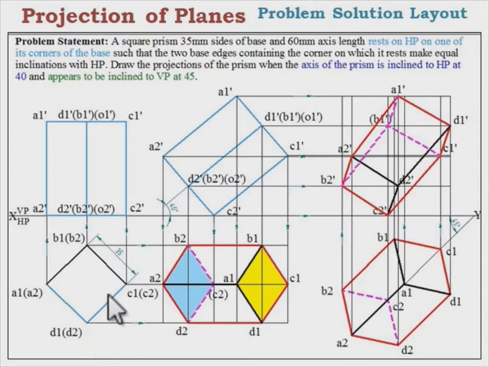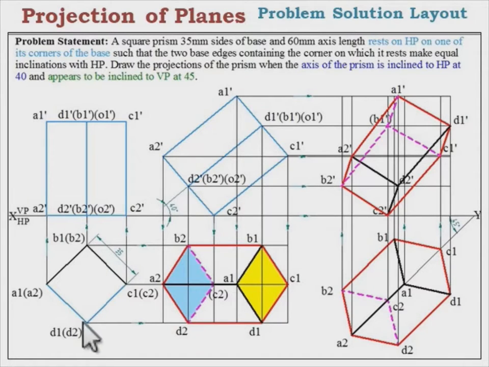We will draw the top view and front view. This is the direction of projecting the front view. In this direction, these edges are visible, marked in blue. These edges are marked with A1, A2, written here as A1 dash, A2 dash. This is D1, D2, written here as D1 dash, D2 dash.